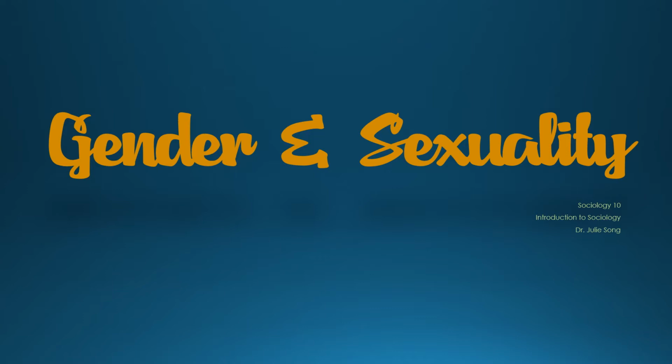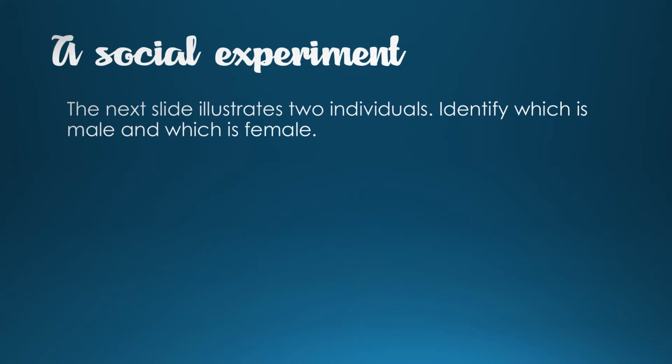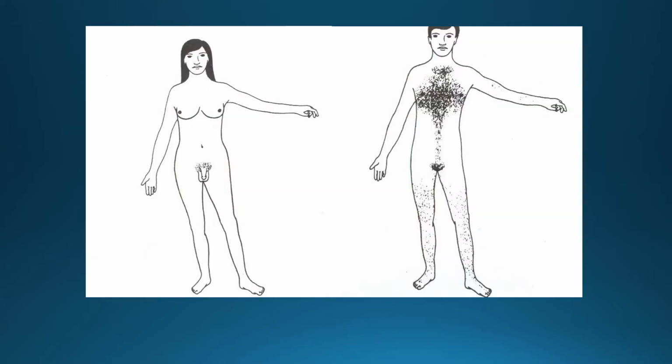So, to get us started with this week's theme and topic, we're going to do a little social experiment. The next slide will illustrate two individuals. One person will be on the left, one person will be on the right, and your job in the next slide is to identify who is male and who is female. So, I'll flash them very briefly, and you'll have a few seconds to try to decide which one you think is male and which one is female.